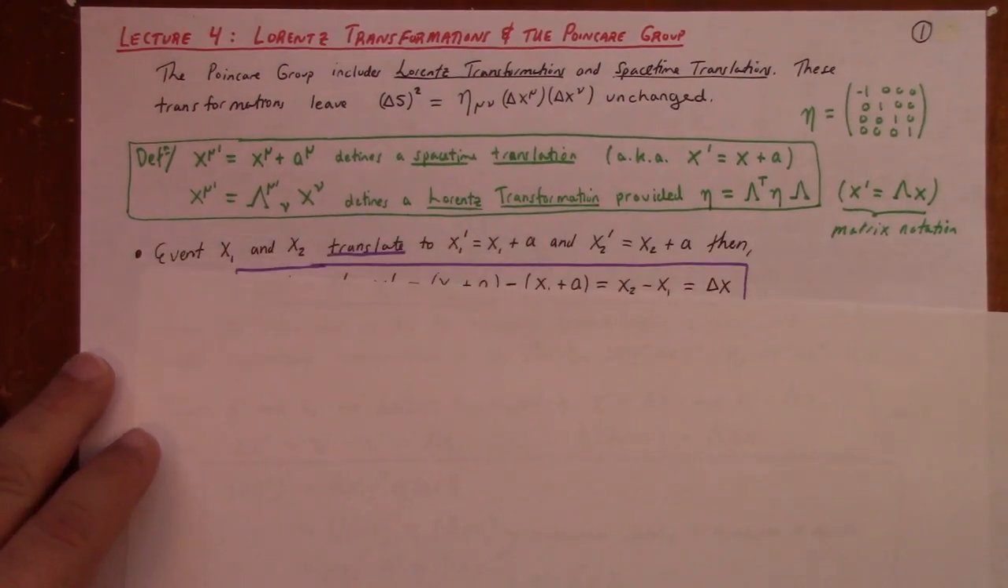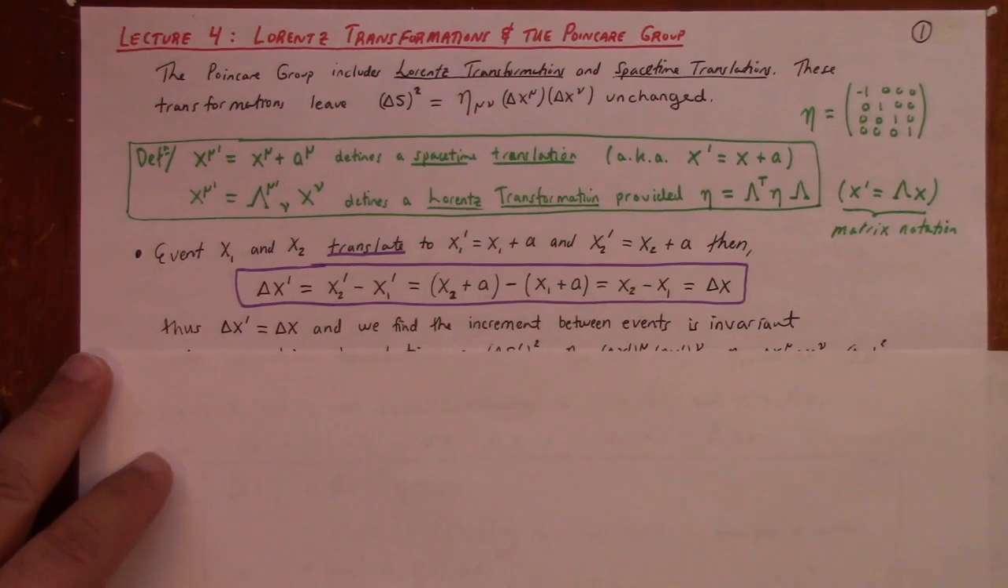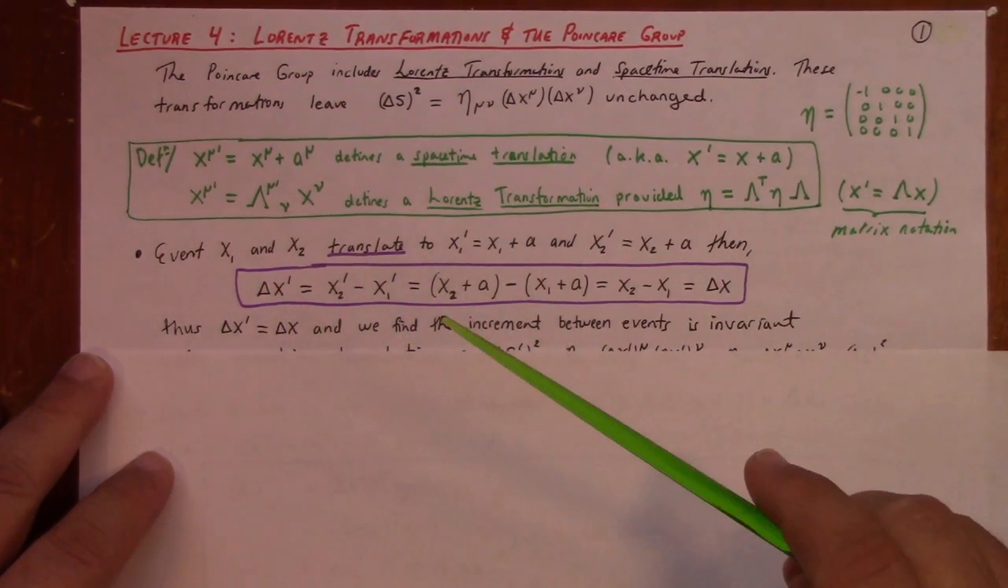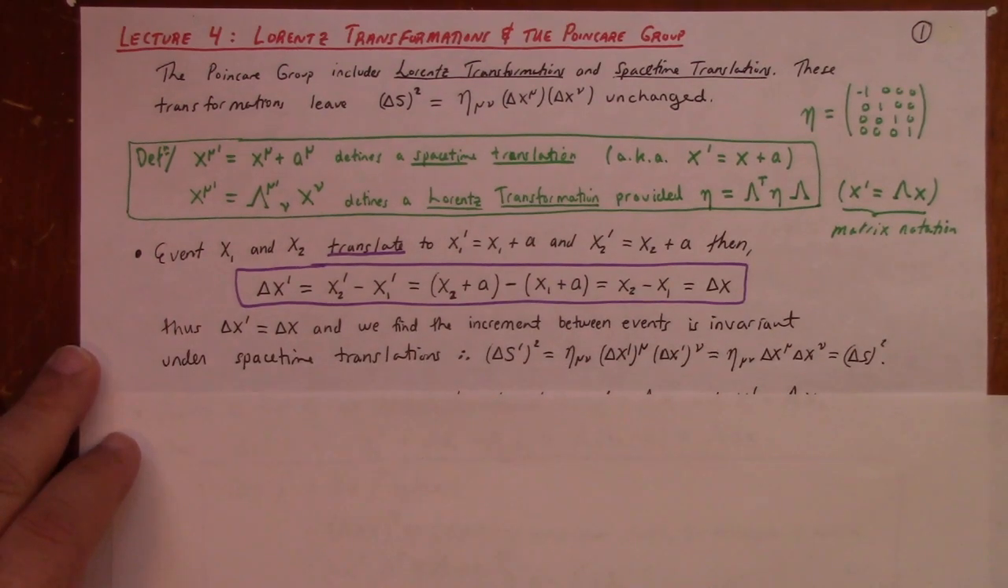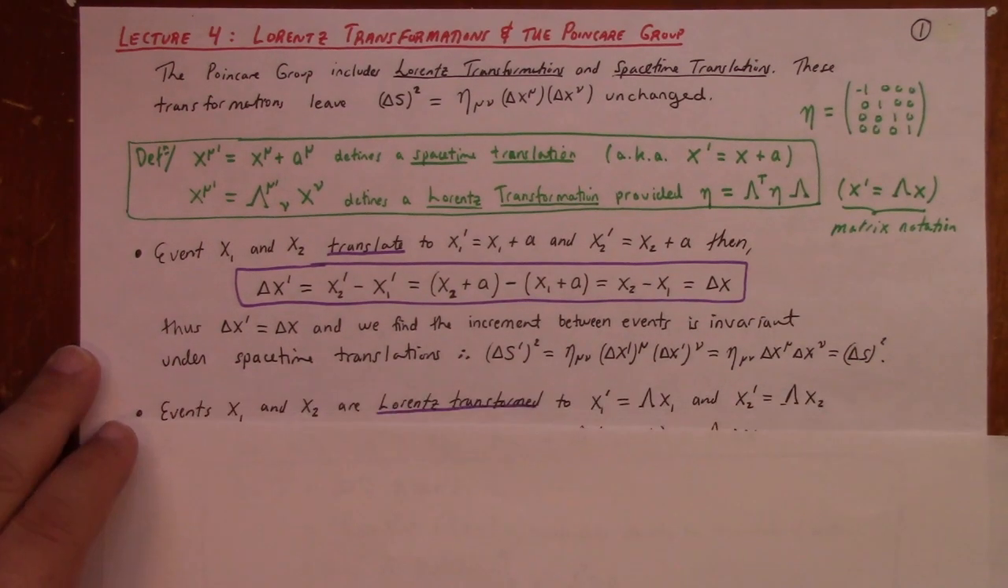Now, if we have events x1 and x2, we can translate those to x1 prime and x2 prime, and then we can look at the increment between those by taking their difference, and it's just the same increment, right? So it's very silly that the invariant interval is maintained for a translation, because even the increment is maintained, right? Even the increment itself is invariant. So of course, the invariant interval, which you calculate from the Minkowski metric acting on the increment in itself, is the same.